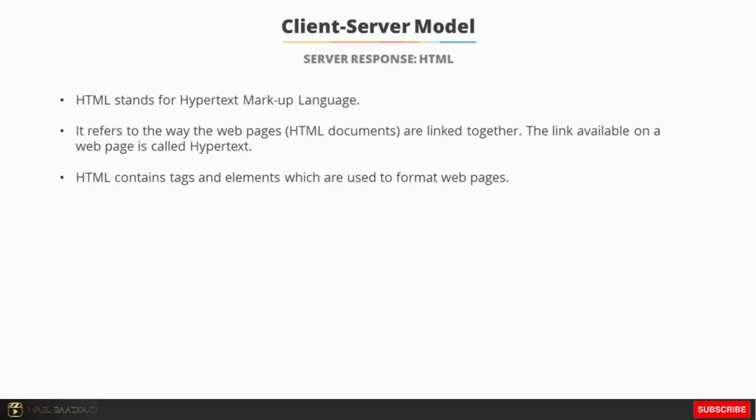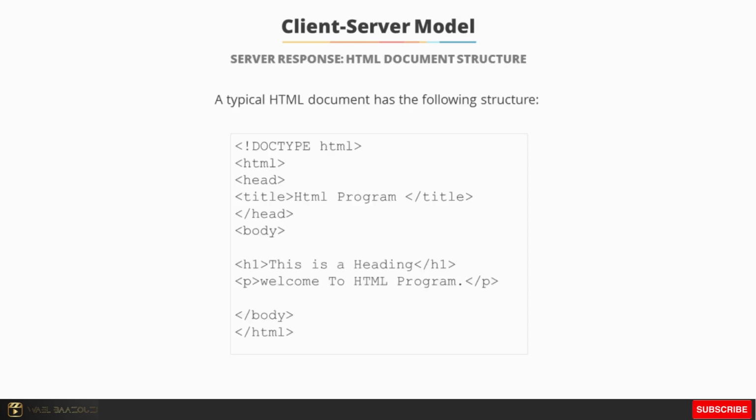HTML stands for hypertext markup language. It refers to the way web pages are linked together. The link available on a web page is called hypertext. HTML contains tags and elements which are used to format web pages. A typical HTML document has the following structure.